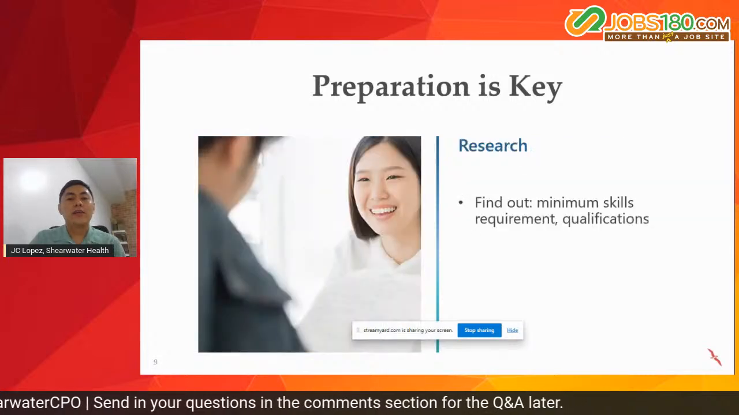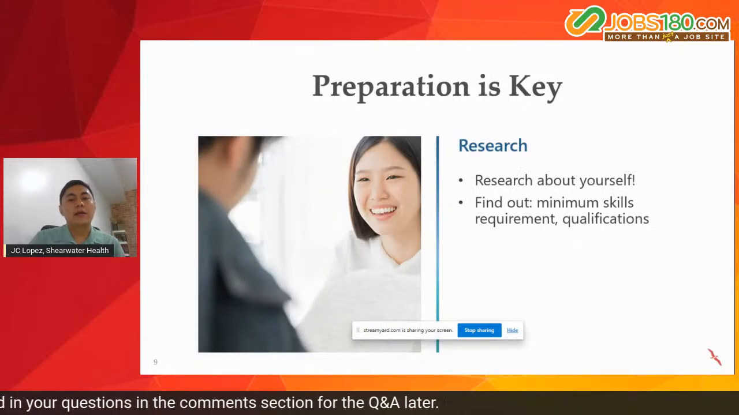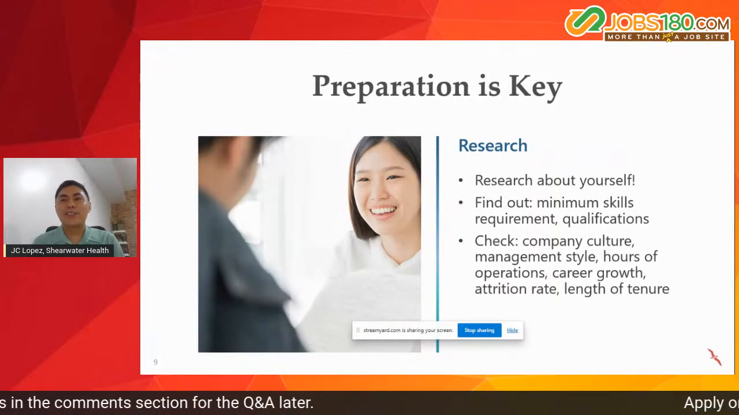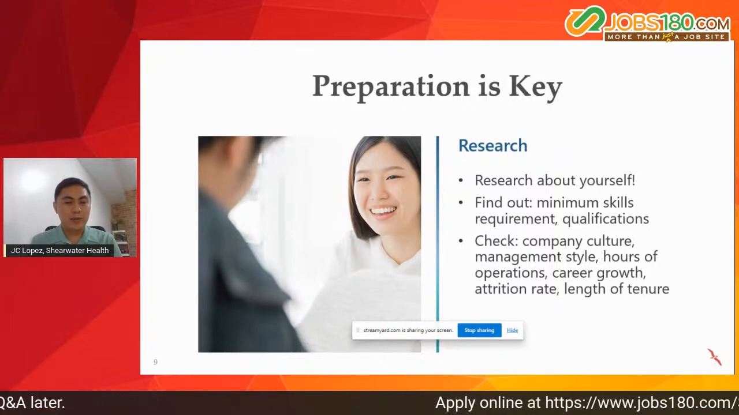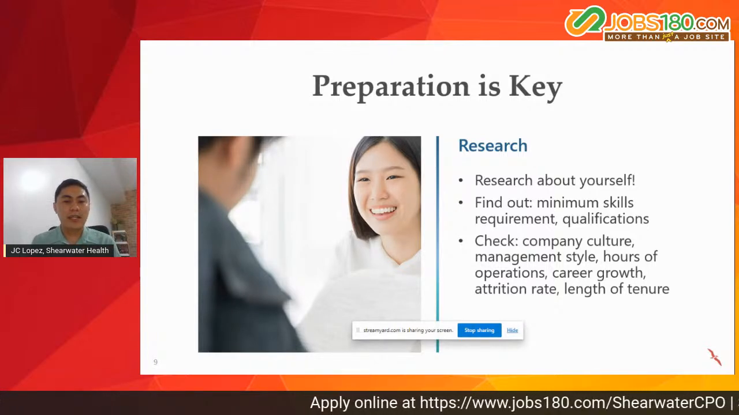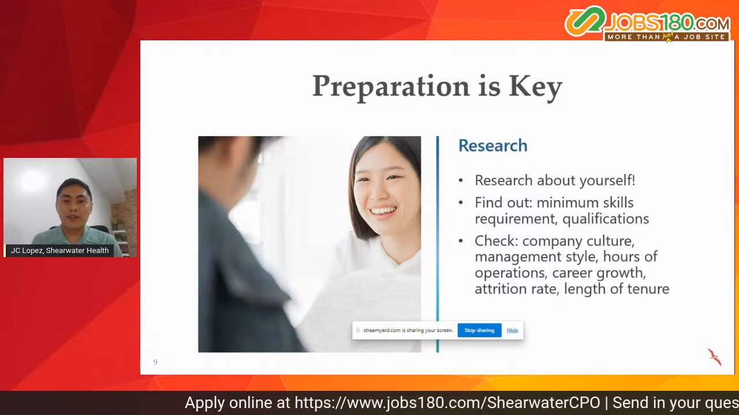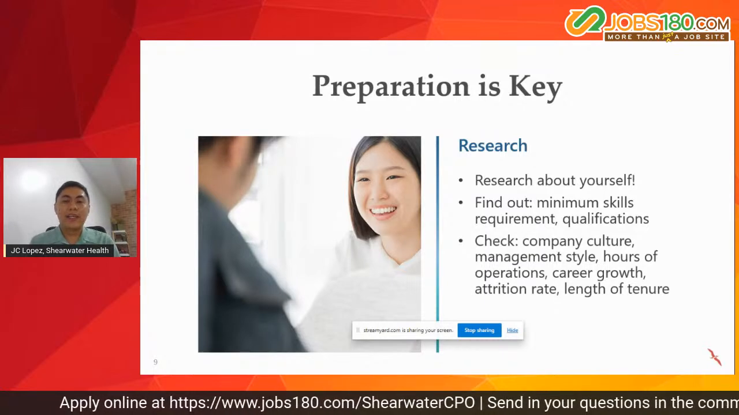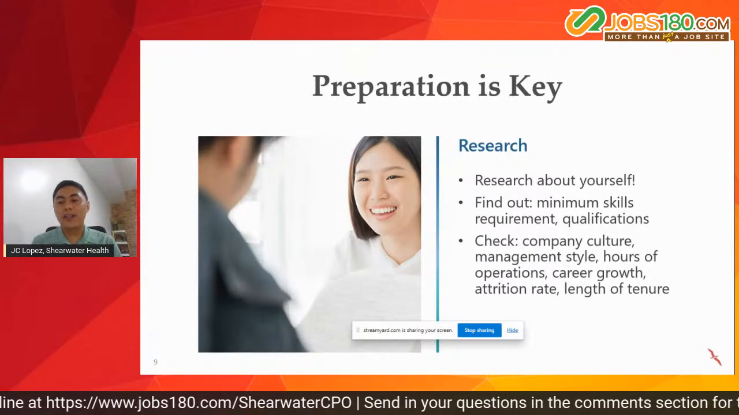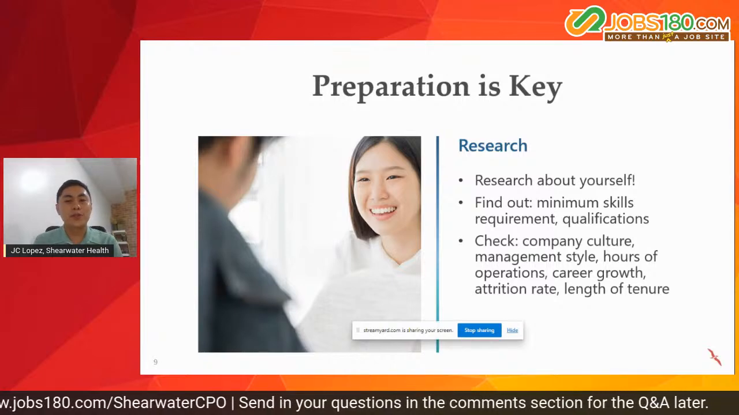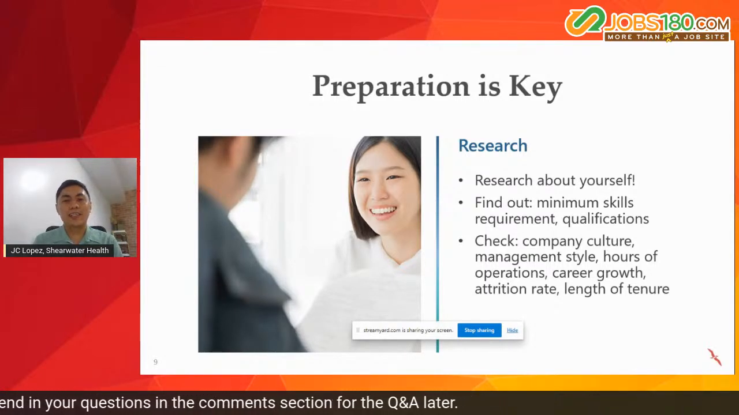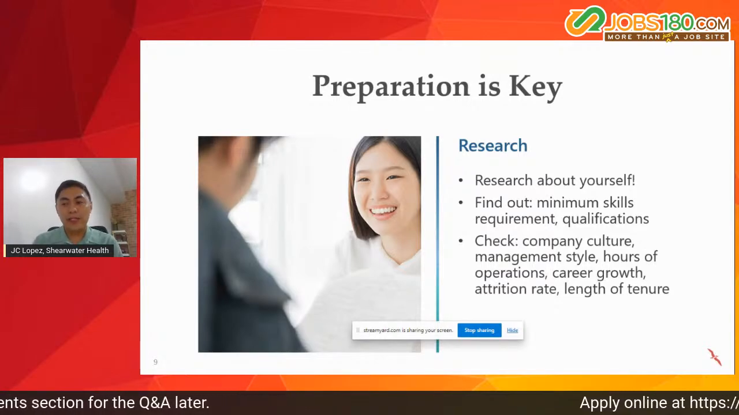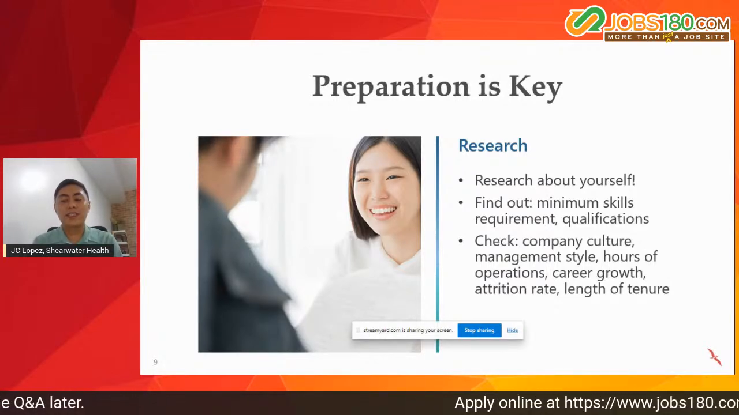All right? You do your research. Okay? Research about yourself. So I included this one. Research about yourself. Most of the time, this is where most of the applicants stutter when we ask you about yourself. Right? During the interview, you set aside your humility. I'm sure marami sa atin pa-humble, right? But this is not the time to be humble, right? You have to set aside humility, but you have to be truthful at the same time.